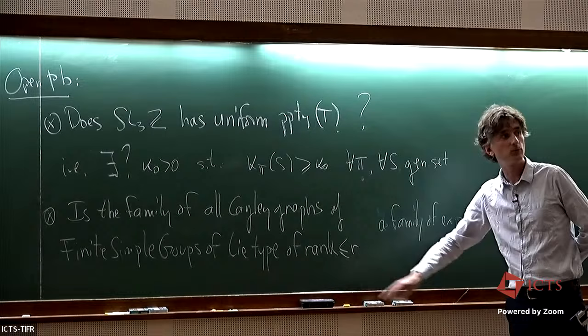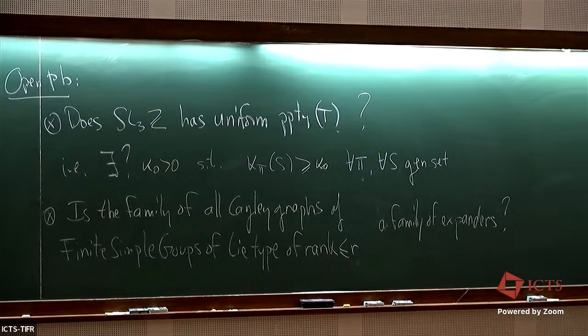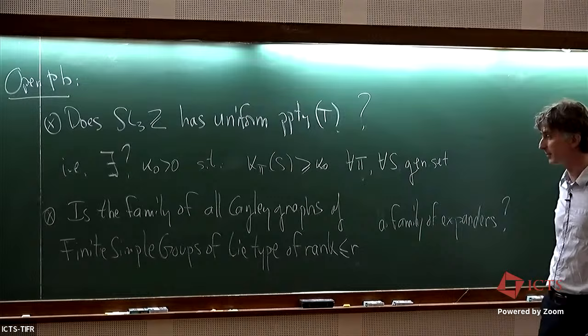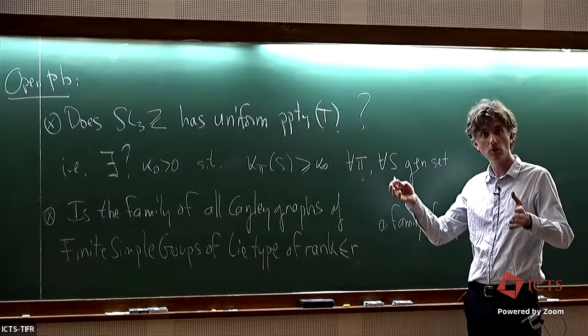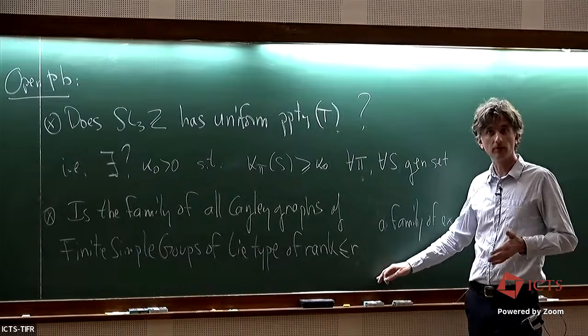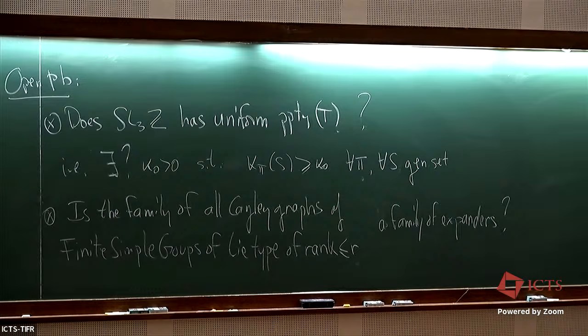As Piotr told us in his lecture, the symmetric group, the alternating group, is not always an expander. It depends on the generating set. The ordinary generating set does not make it into a family of expanders, and you have to work to make it into one. But if you bound the rank, say SL_R of F_q, where R is fixed and q may vary, then it's a question whether this may be completely uniform. So these are two questions.